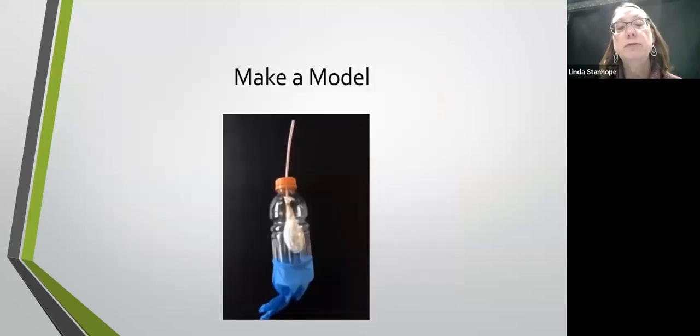Sometimes we would make models. I've got one here and I can show you when we go into the live. Basically this one is a Gatorade bottle, a glove, a balloon. I've got a rubber band and a straw. And we cut the bottom out of that Gatorade bottle. And we basically are showing them what the bottle represents, the chest cavity, the balloon, obviously the lungs, and the glove is representing the diaphragm.